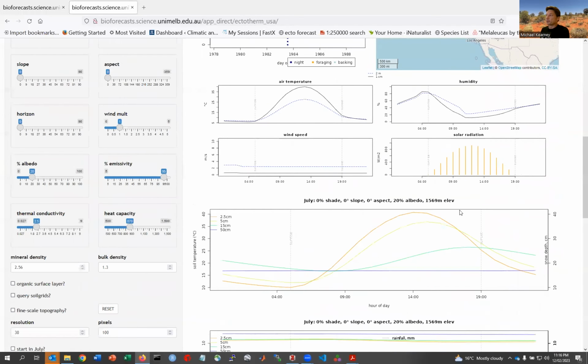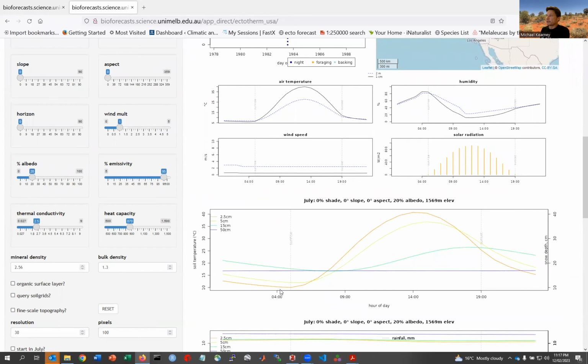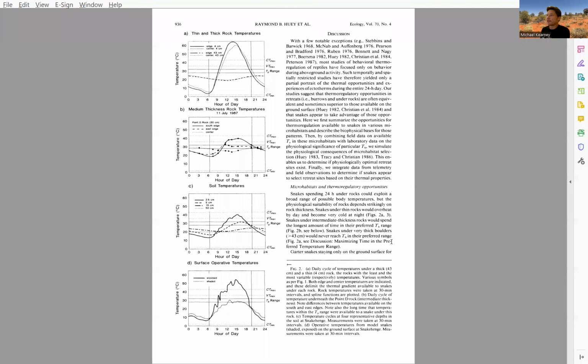And if we go down to the soil temperatures, these are predictions of soil temperature at the same depths as in this figure 2C. And you can see that the 2.5 centimeter depth temperature goes up to about 40 in the middle of the day, or at about 3 o'clock, I should say, and down to about 12 degrees at dawn, or just past dawn. And you can see we've got from about 10 degrees up to about 40. So very similar. The temperature at 15 centimeters is going from just above 20 down to about 17 and up to about 25. Here it's going from about 25 down to about 20 and up to about 25 again. So really close.